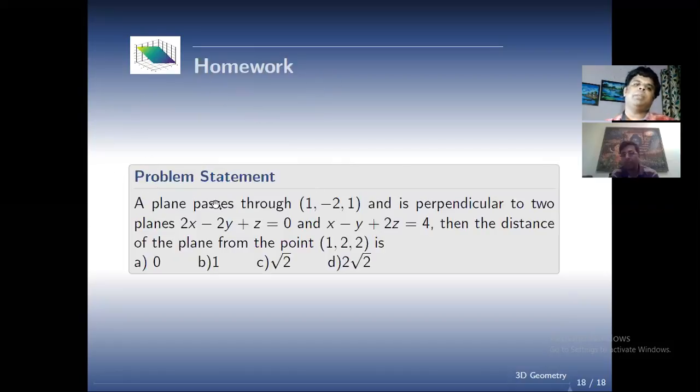Here's the problem statement. Suppose a plane passes through the point 1, minus 2, 1 and is perpendicular to two planes 2x minus 2y plus z equal to 0 and x minus y plus 2z equals 4. Then the distance of the plane from the point 1, 2 is one of these. Try this problem and we'll pick up with the strategy to solve this problem and the visualization next time.